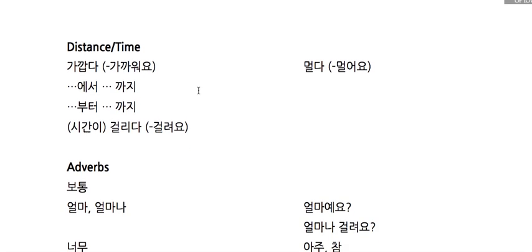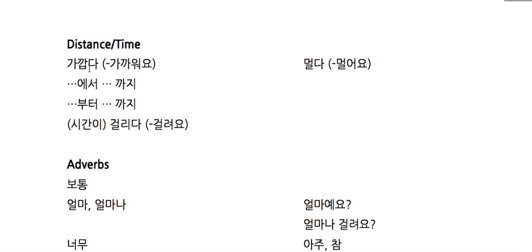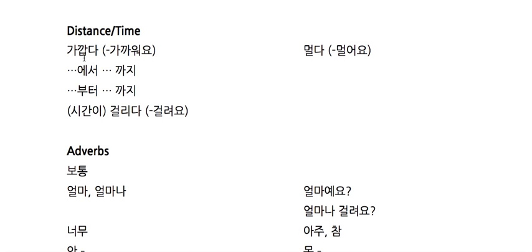그 다음에 가깝다. 따라하세요. 가깝다. The same conjugation. 가깝 ends with a b sound. And 가까워요. To be close. 멀다. To be far. 멀어요. 한국은 멀어요. 그렇죠? Yeah, Korea is far from here. 가깝다. 멕시코는 가까워요. Compared to Korea, 한국. 멕시코는 가까워요.